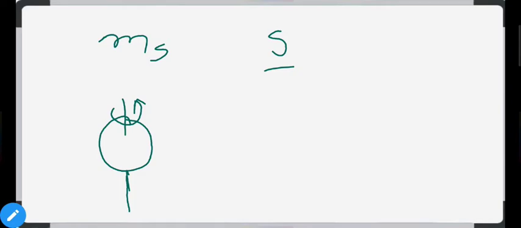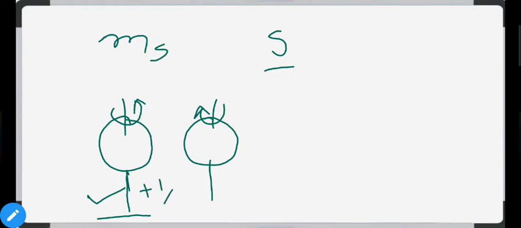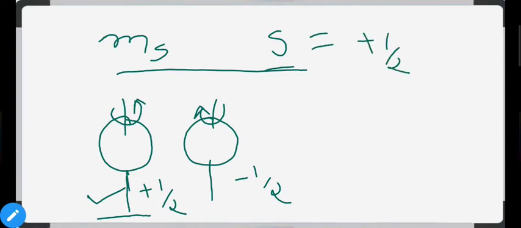So we have two different possibilities. Either it will spin like this or it will spin in the opposite direction, that means like this. If the first is represented with plus 1 by 2 sign, then the second one is opposite, that means it will be minus 1 by 2. So we have two possible values for the last quantum number, which are plus 1 by 2 and minus 1 by 2.